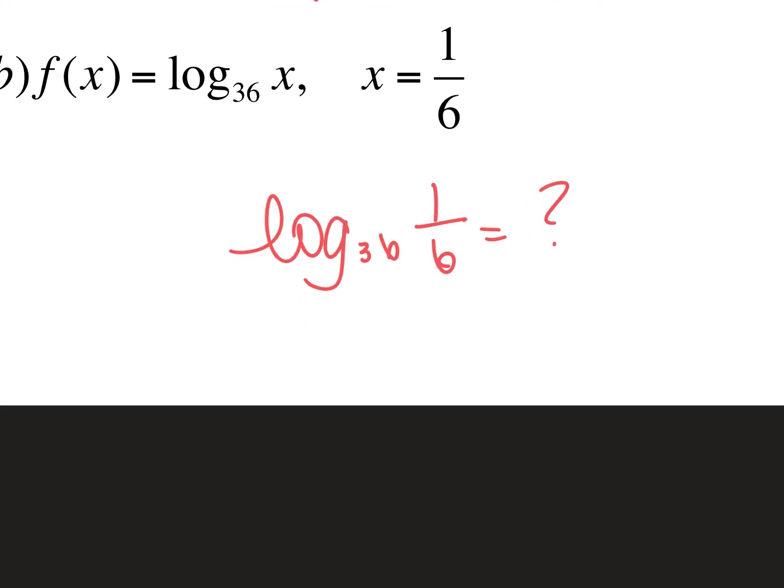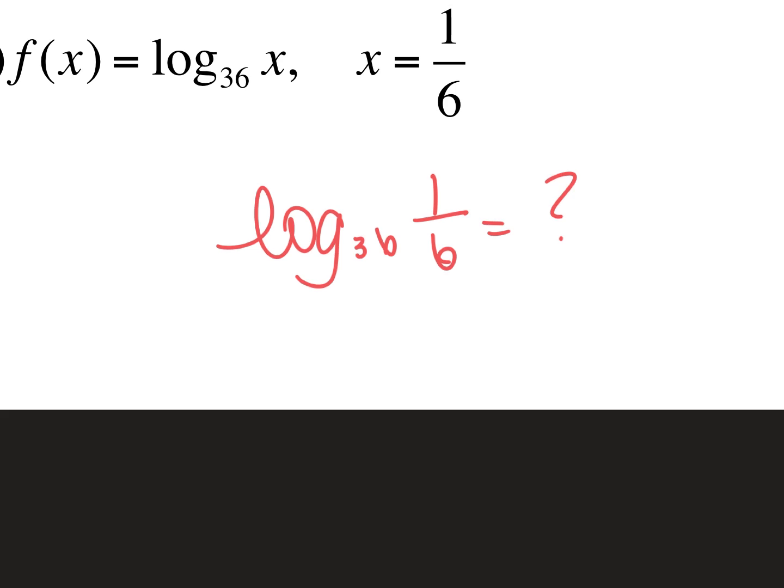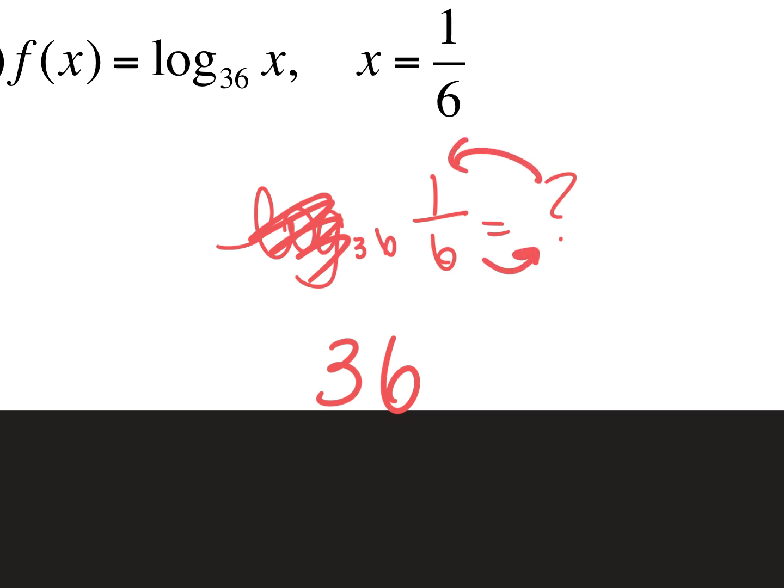But if you were going to rewrite this exponentially to figure it out, log would go away and 36 becomes what? Big. Then what happens to the 1/6 and the question mark? Okay, so this goes up here. So think about this. Both of you, your answers were good. What's the relationship between 36 and 6? Well, the square root of 36 is 6, correct? What's the relationship between 36 and 1/6?